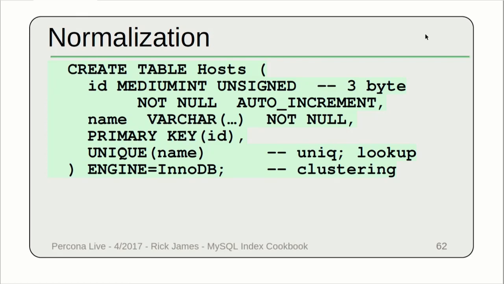Normalization. That's where you have a name and a mapping to an ID, using the ID to keep the other table smaller, but you've got to look it up by name. So we have 2 keys: primary key ID, which takes care of the auto increment, and the unique name, because you need to look up what the ID is for a given name.